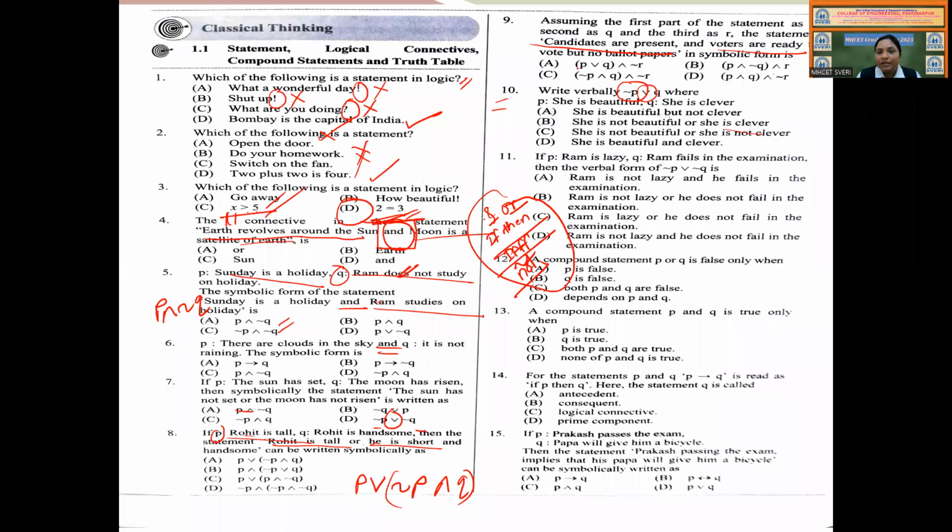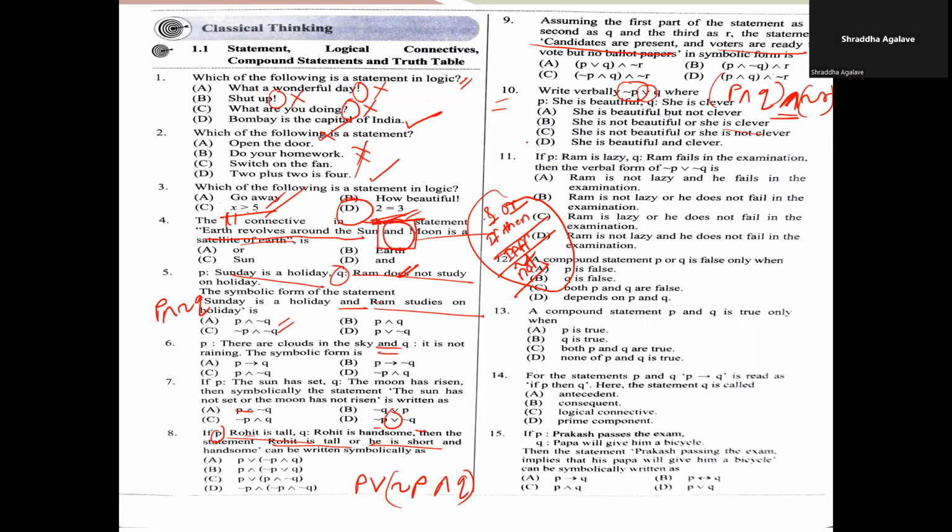Candidates are present. P done? And voters are ready to vote, but no ballot papers. No ballot papers means what? Negation R. And ready to vote but no, what should we call it? And negation R. Everything is ready, and the ballot paper itself is not ready. There should be "and" in between. Option D is correct.